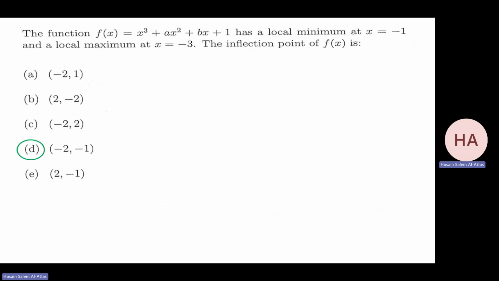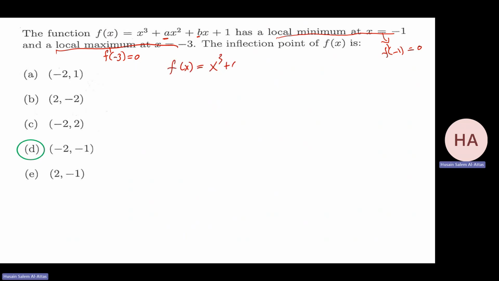It's an end point. Okay, the function has a local minimum at this, local maximum at this. He put a and b there, okay, and he wants the inflection point. Okay, this is a combination of 4.3 and 4.4. When he said it has a local minimum at this, that means what? f prime at minus 1 equals 0. Local maximum at this, that means f prime at minus 3 equals 0. For sure.